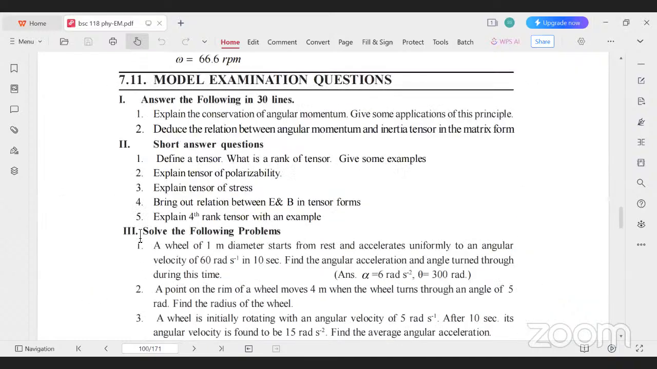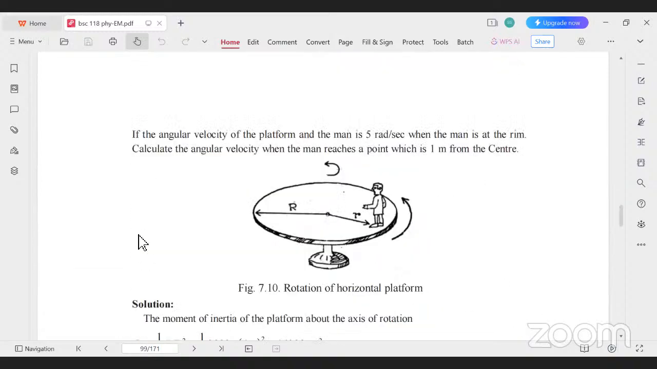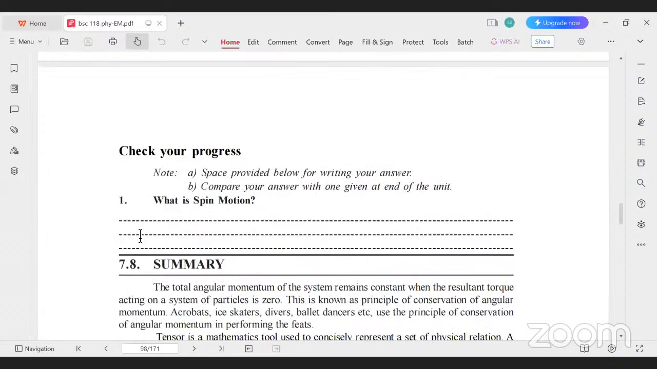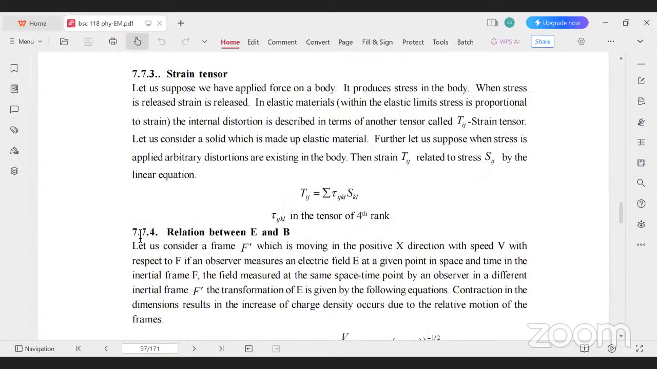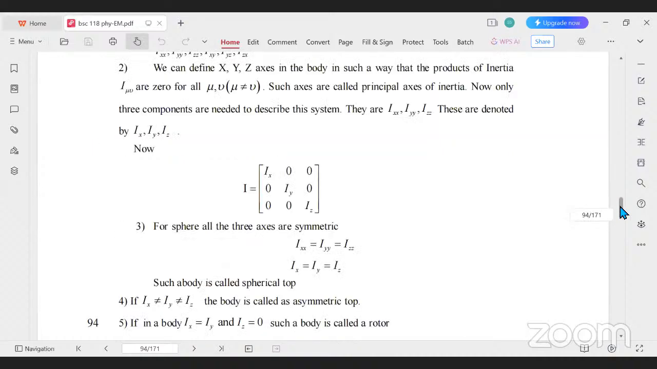This material is fine, but sometimes it is a little bit complicated, I feel. Yes ma'am. I'll share it. You create a group and add me in that group in the next class. I'll share it with you. Okay ma'am. Okay, then see you in the next class.